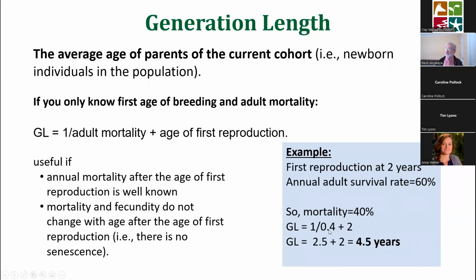1 over mortality is 1 over 0.4, which is 2.5, plus age of first reproduction, so the generation length is 4.5 years. Now, this formula is useful if adult mortality after the age of first reproduction is pretty well known, and if you have reason to believe that mortality and fecundity do not change with age of first reproduction. In other words, there's no senescence. Because if there is senescence, you should also consider using the age of last breeding as part of the information.